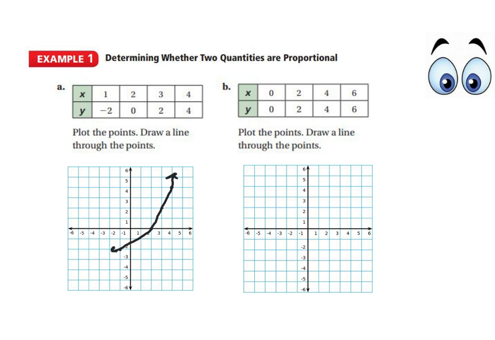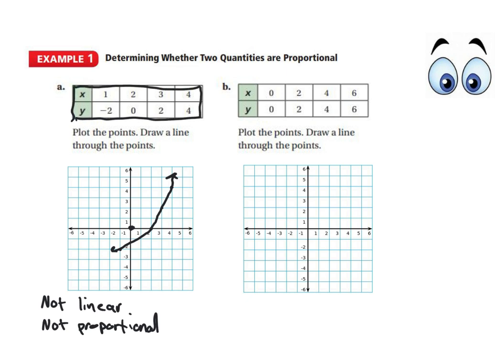We can see that that is not linear. And it's not proportional. It's not linear because it isn't a line. And it's not proportional because the line or the graph does not go through the origin, 0, 0. You can also see up here in the table does not contain the point 0, 0.